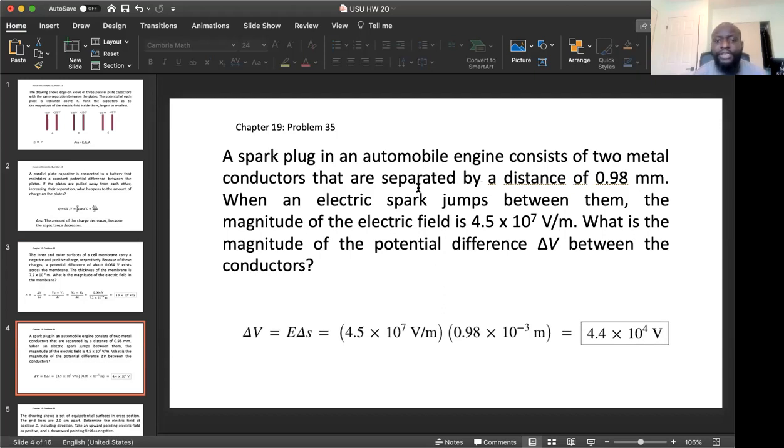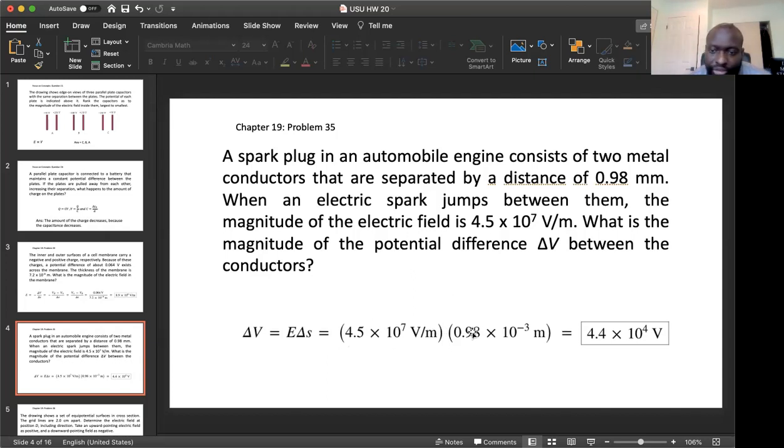Okay, a spark plug in an automobile engine consists of 2 metal conductors that are separated by a distance of 0.98 millimeters. So we're going to convert that to meters. You can see here 0.98 times 10 to the power minus 3 meters. When an electric spark jumps between them, the magnitude of the electric field is given in volts per meter. So they're asking us to find the magnitude of the potential difference, which is E times delta S from the previous example. E could have been given as negative, in which case we'd put a minus there, but E is given to be positive, so we'll just put a positive there.